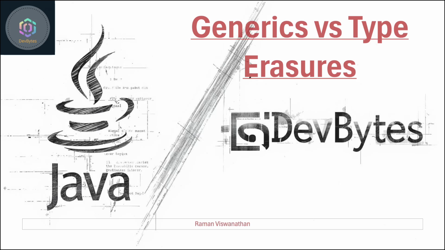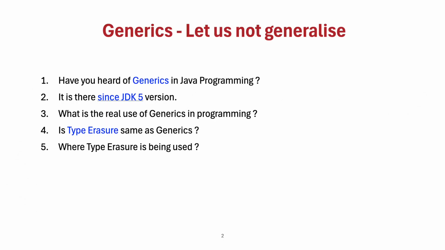Welcome to DevBytes. Today we are going to talk about generics and type erasures in the Java language. What is generics? Let's not try to generalize this with other languages. Generics is something very unique to the Java programming language. It was introduced as part of Java 5 version.